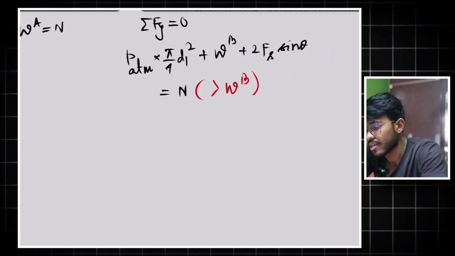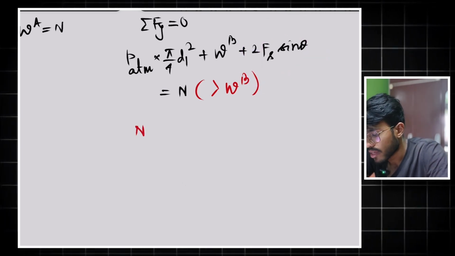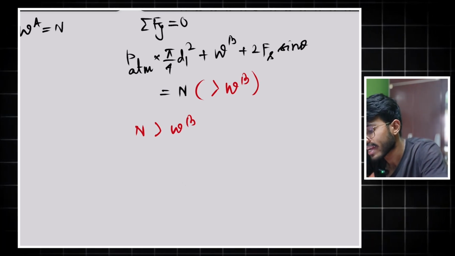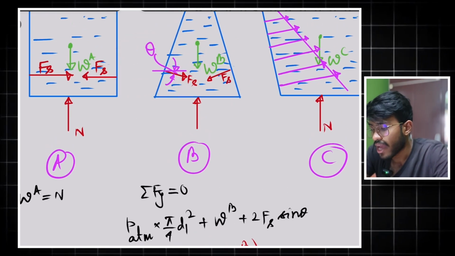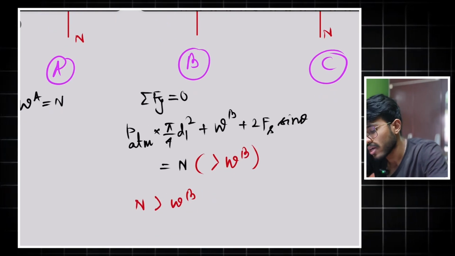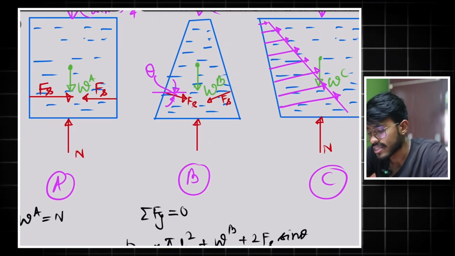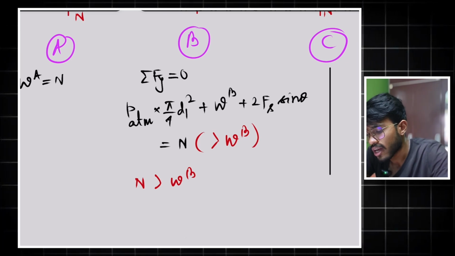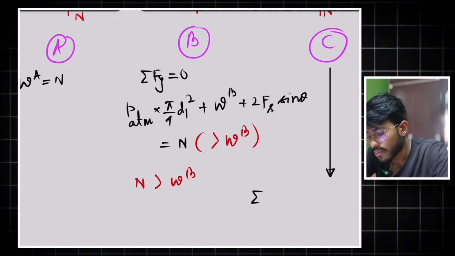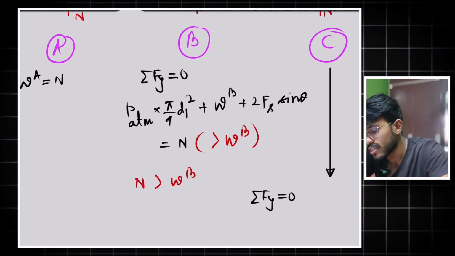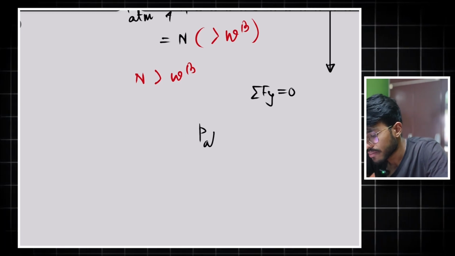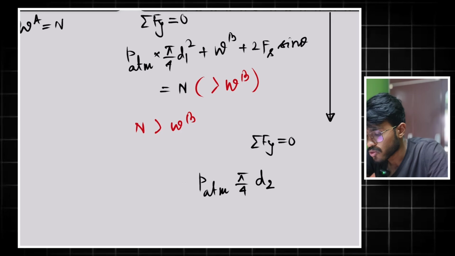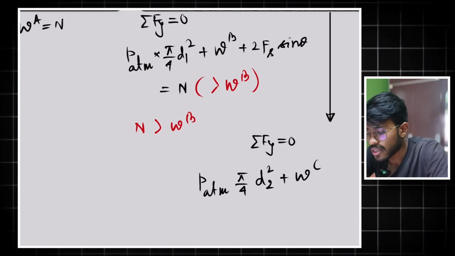And this term is showing that my N is larger than WB for sure, even if I neglect this term. Okay, and now I think that you can do this case C for yourself. I am just doing it very quickly. Summation of Fy is equal to 0. Again, P atm pi by 4 D2 square plus WC.